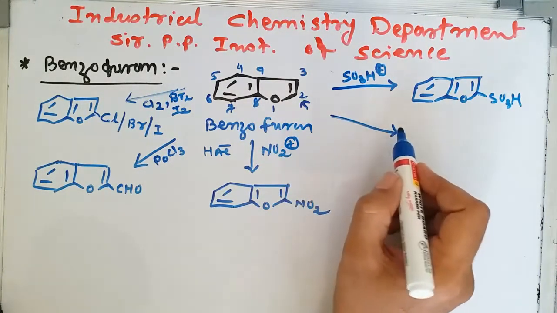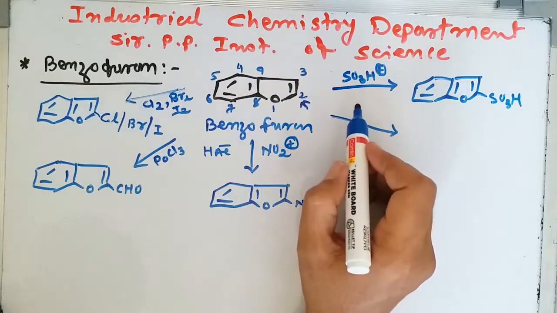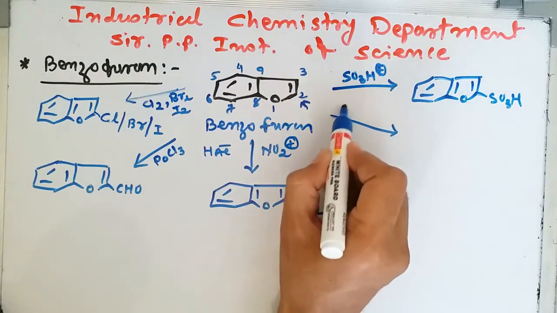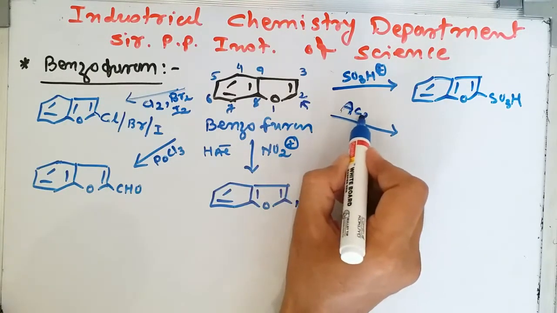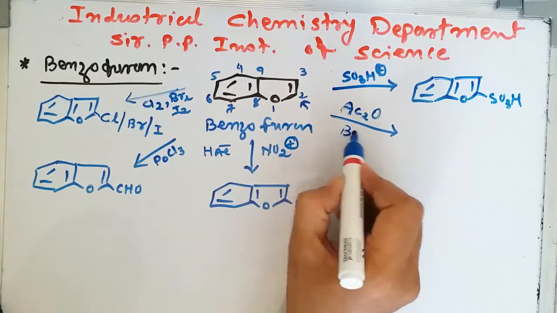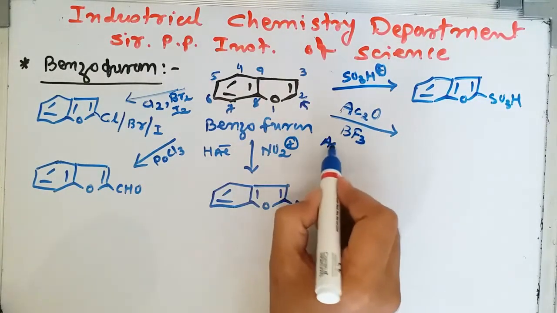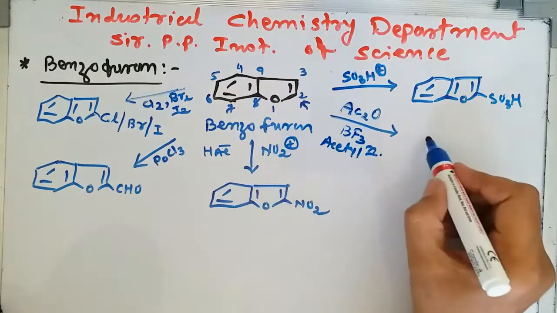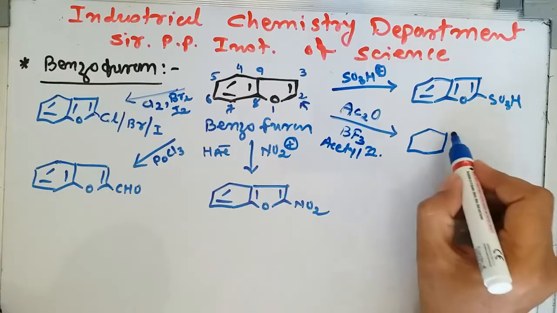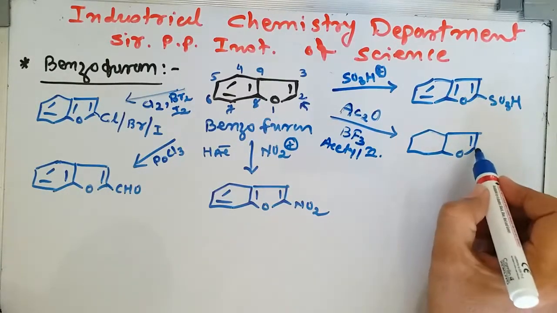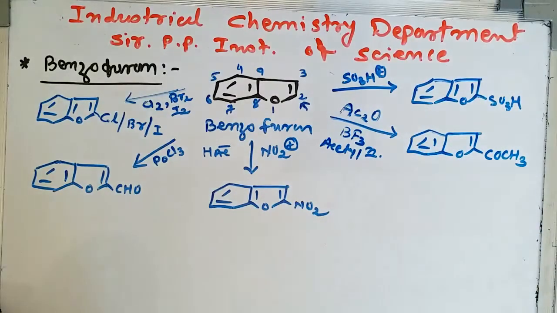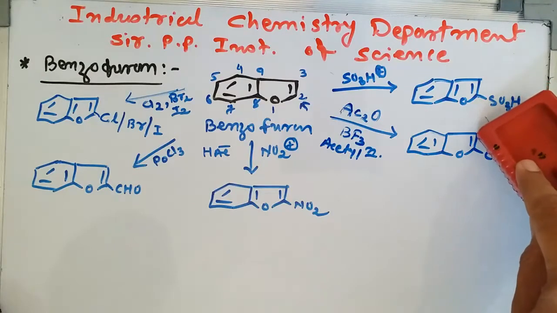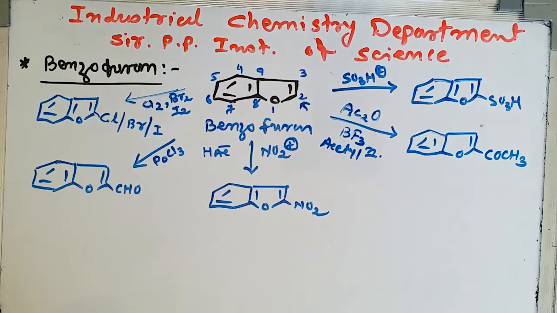If acetylation takes place, then the acetyl group is introduced at the second position with the help of acetic anhydride, Ac2O, and BF3. Acetylation takes place, so 2-acetyl, COCH3, 2-acetylbenzofuran is obtained.